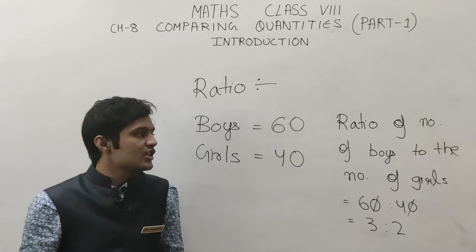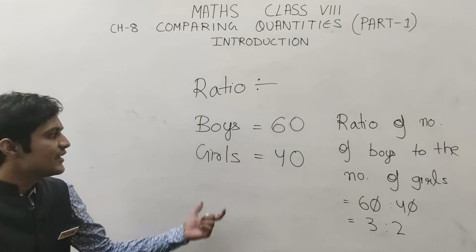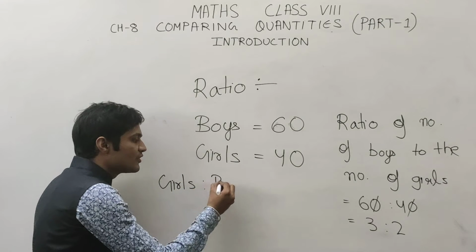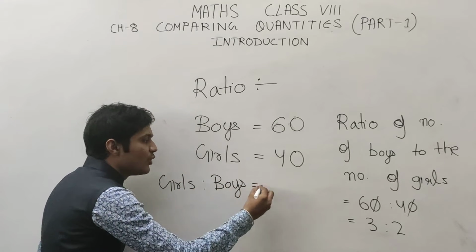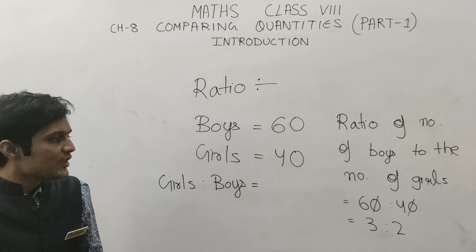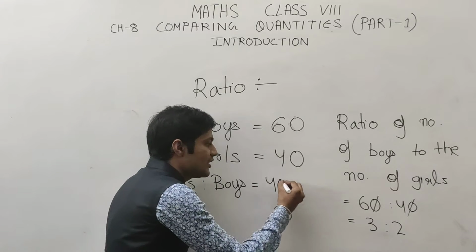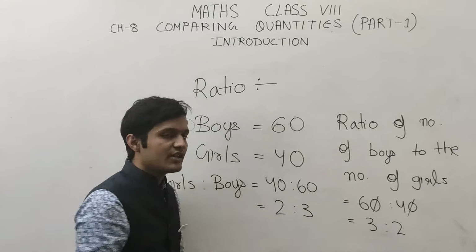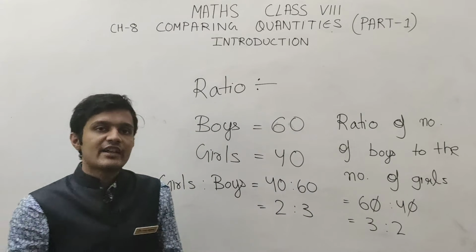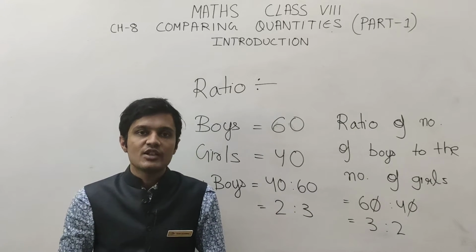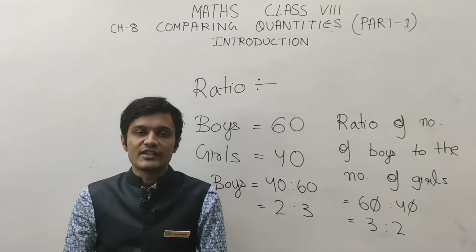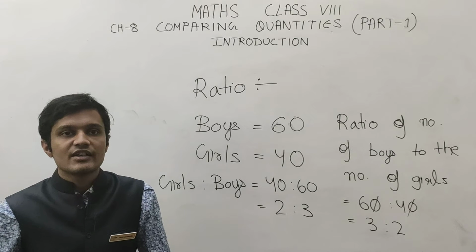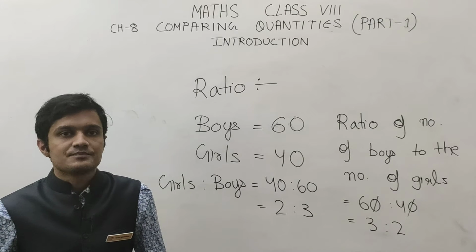Okay. Next question, if we want to find the ratio of girls with the ratio of boys, then what will we do? Then this ratio will be 40 ratio 60, that is 2 ratio 3. So in this way we can find the ratio between two numbers or two quantities, or we can compare the two quantities in their simplest form. Okay.